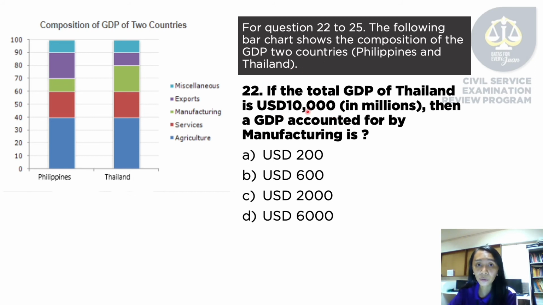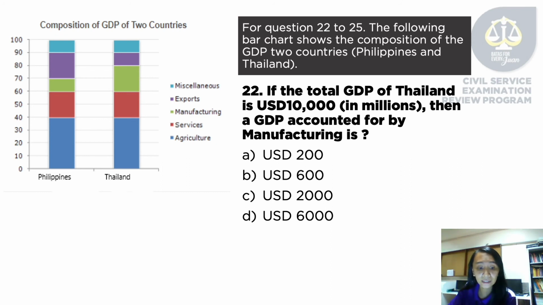So, meron tayong total GDP ng Thailand, which is 10,000. And then, ilang percentage po yung meron tayo dito sa ating manufacturing. So, ito po yung ating green part na na-shade. So, that is from 60 to 80. Therefore, we have 20% of the GDP of Thailand is from manufacturing. Okay? So, mabilis lang siyang isolve. Hahanapin lang natin yung 20% ng 10,000.